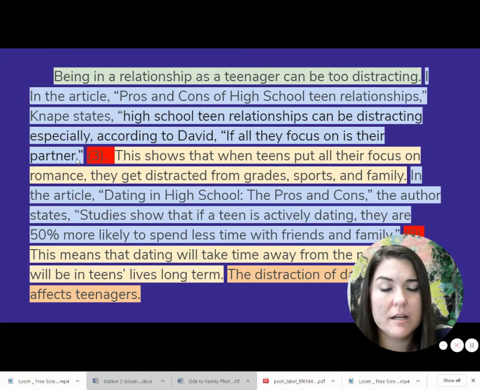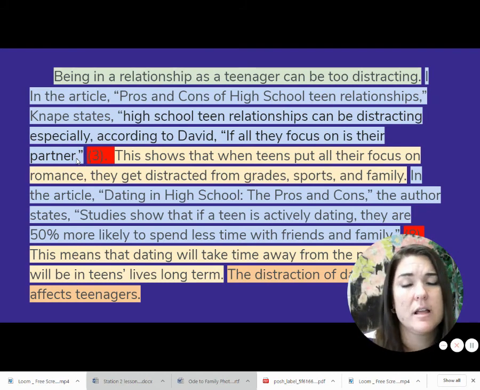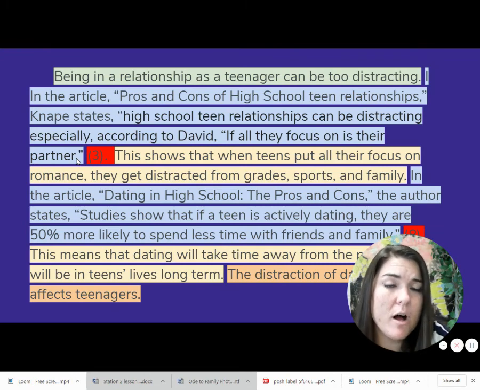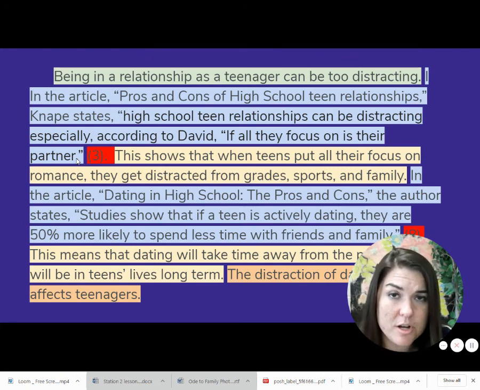Then again, I wrote in the blue, in the article, Dating in High School, the Pros and Cons, the author states. I just have that format in my mind. Yes, there's other ways that you could organize your sentence. You could put the quote first and the author, the introduction words, last, but for the sake of my own sanity and for you all that need to know the skeleton structure first before you can start to bend the rules, you want to make sure you start with those introduction words and then you cite the evidence, and then you make sure you give that the page number, and then you go on to elaborate.